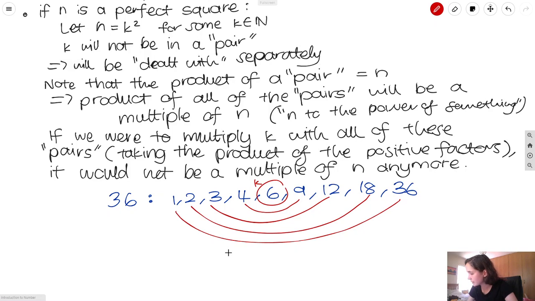Now this 6 would disrupt this product, since it has to be n to the power of something, or 36 to the power of something. So that's why we can now say n cannot be a perfect square.